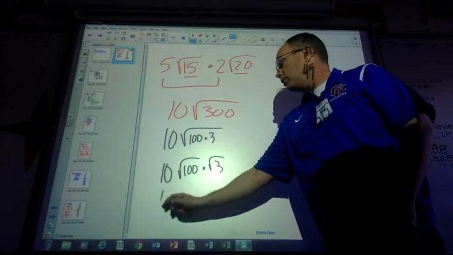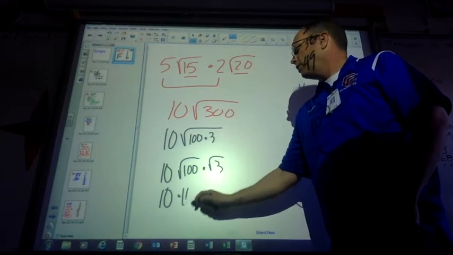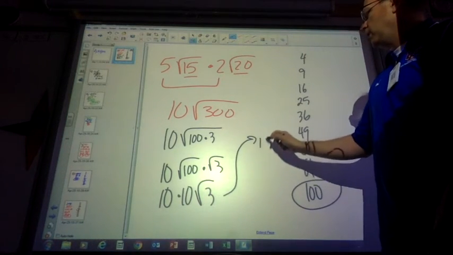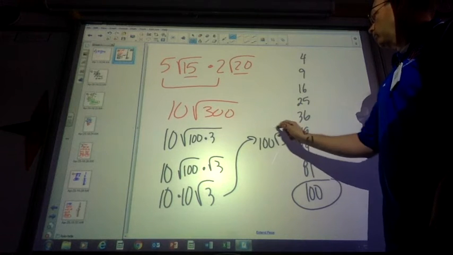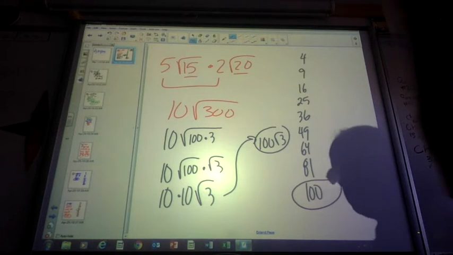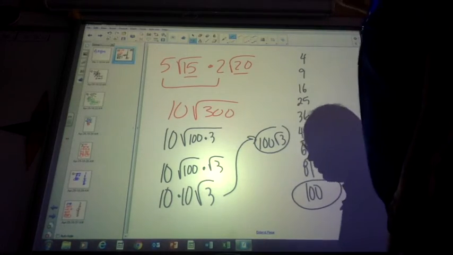And the square root of 100 is what? So that's now outside. They're going to multiply. So I get 100 square root 3. 100 square root 3 is the same thing as 5 root 15 times 2 root 20. It's also the same thing as 10 root 300. That's a nice exact answer. The thing is most numbers are going to break down to perfect squares that we can find. Okay? Are we good?